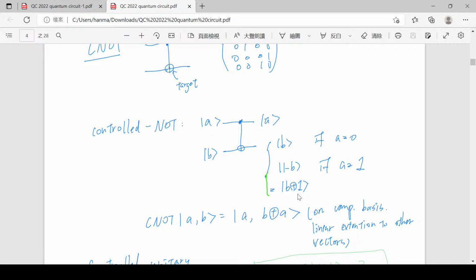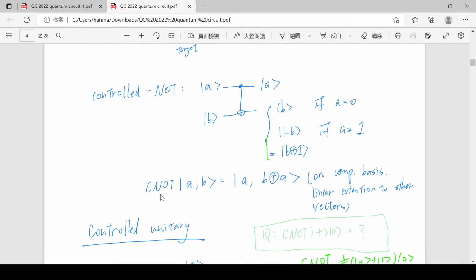Actually it depends on what the register is, but usually it means mod 2, but sometimes it's mod n. Anyway, it's addition in some field, addition modulo something. Usually it's mod 2. And anyway, then we have CNOT. We can write down CNOT on the computational basis with this nice formula: CNOT maps A, B to A, B ⊕ A.